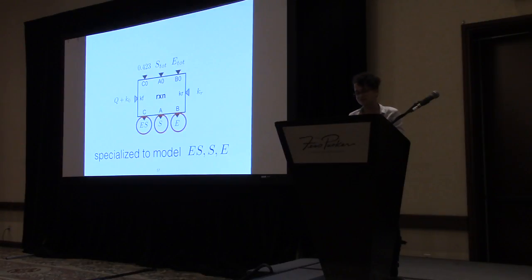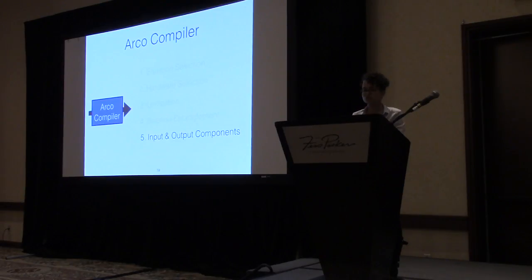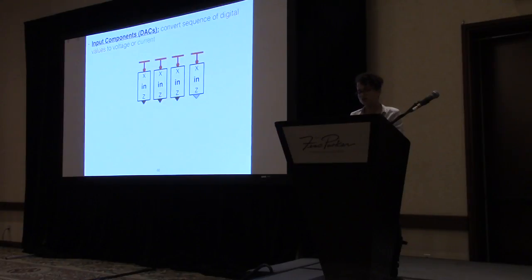But we cannot supply the inputs to this block directly from our digital system. What we need to do is we need to use the input components. So an input component, or a DAC, converts a sequence of digital values to a voltage or a current. So the first thing you do is you choose the values you'd like to assign to the DAC, and then you wire the analog outputs of each of these DACs to the ports that you would like to supply the values to.